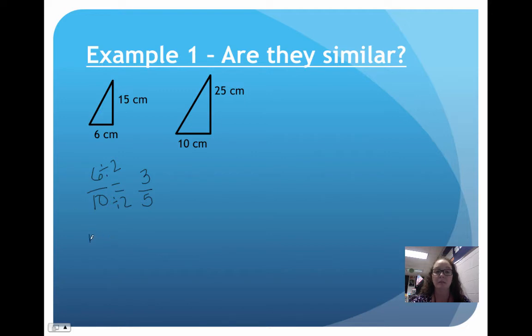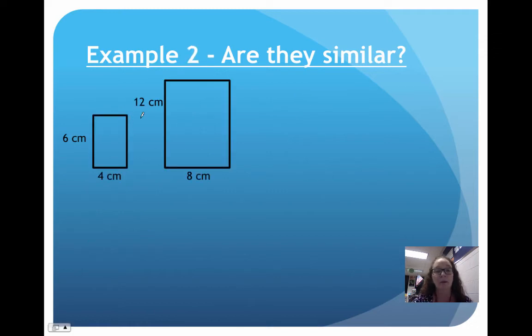15 and 25. So our ratio is 15 to 25. 15 and 25, their greatest common factor is 5. So 15 divided by 5 is 3. 25 divided by 5 is 5. And again, we have this common ratio. Now, here's the secret if you're dealing with triangles. If two of the corresponding sides have the same ratio, then the third has the same ratio. So yes, these are indeed similar.